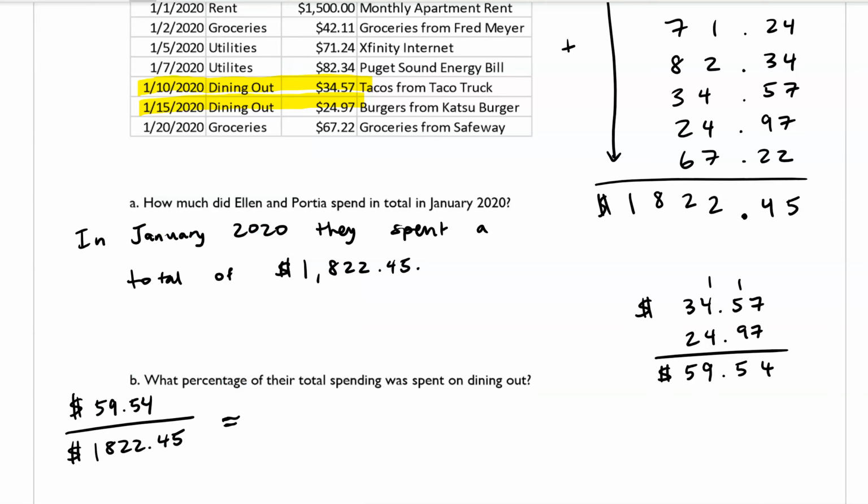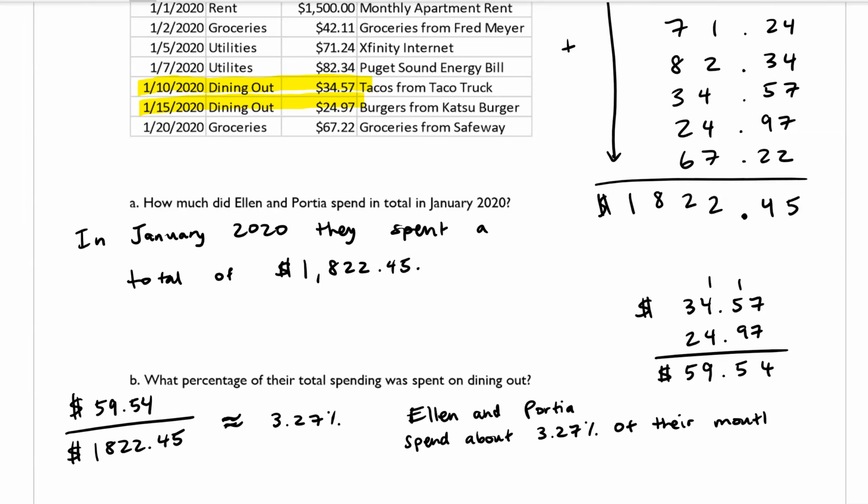I'll put the little squiggly to indicate its approximation, so 3.27%. So if we were to write a sentence, we would say Ellen and Portia spend about 3.27% of their monthly expenses on dining out.